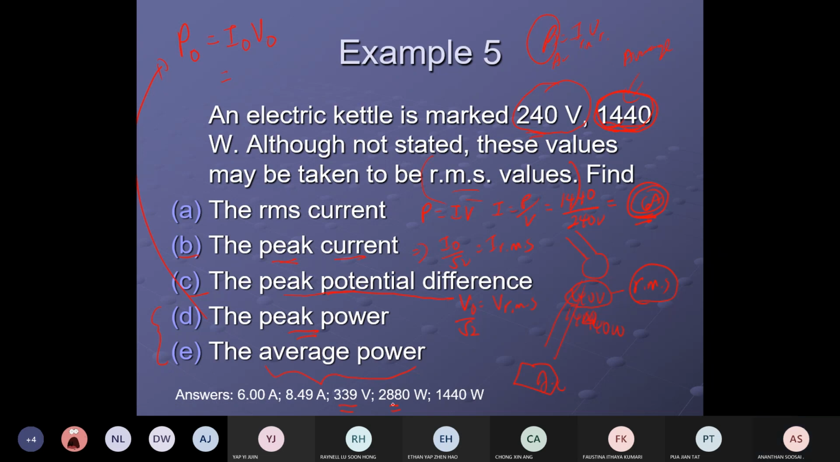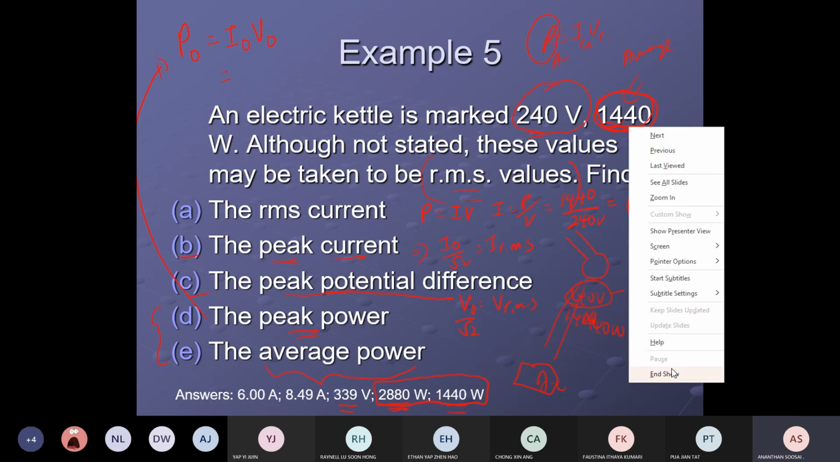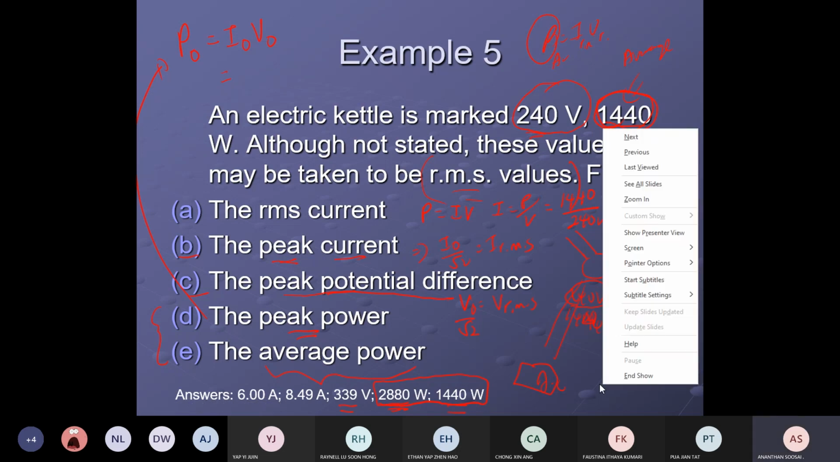Okay, here, another important thing you need to know is to look at the last two answers. Peak power is 2880. The average power is 1440. How many times is the peak power greater than the average power? Twice. The peak power is twice the average power. But one year, they asked a 2 marks question: prove that peak power is 2 times the average power. How are you going to prove that?